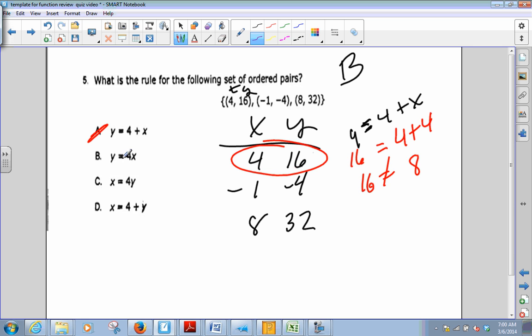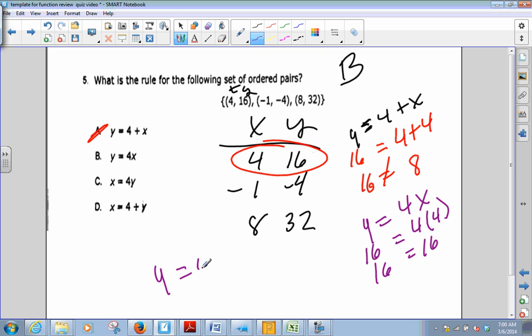So now I'm going to try B. y equals 4x. Remember the 4 sitting next to the x is multiplication. So instead of 4 times x, I'm going to put in this 4, and hopefully I will get my y value out. 4 times 4 is 16. So that's one reason that I know that B is the correct answer. I'll do the other two just to make sure.